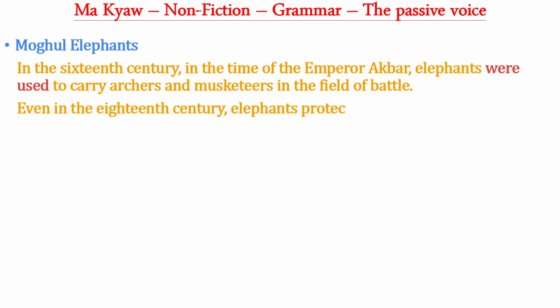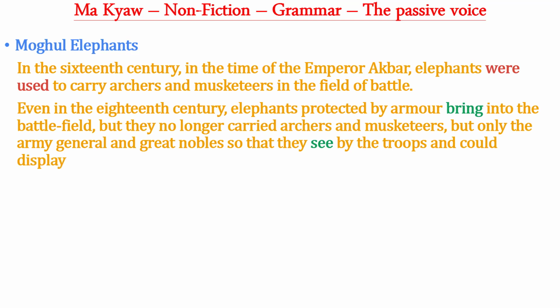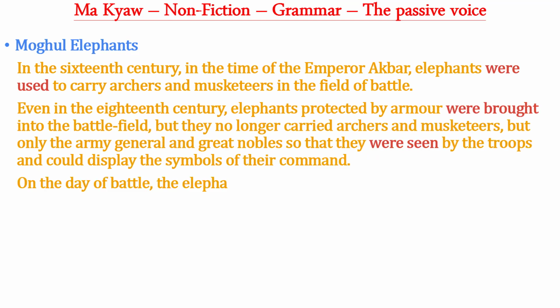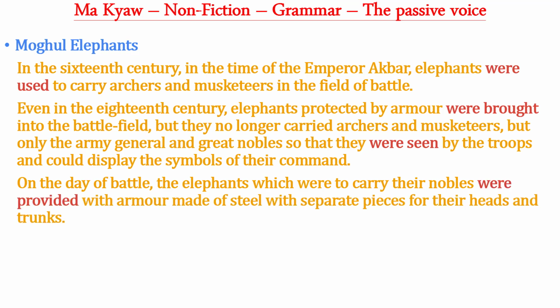Even in the 18th century, elephants protected by armor were brought into the battlefield, but they no longer carried archers and musketeers, but only the army general and great nobles, so that they could be seen by the troops and could display the symbols of their command. So the word bring will be converted into were brought, and the word see will be converted into were seen. On the day of battle, the elephants which were to carry their nobles were provided with armor made of steel with separate pieces for their heads and trunks. The word provide will be converted into were provided.